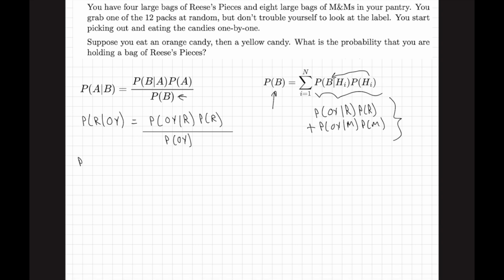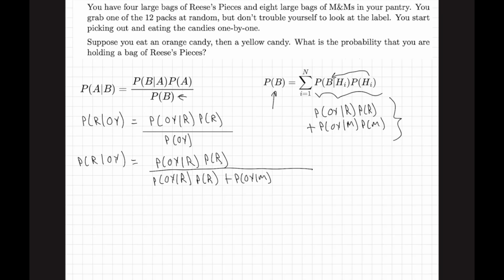Okay, so let's go ahead and substitute this in. So we have the probability of Reese's given orange yellow is equal to the probability of orange yellow given Reese's times the probability of Reese's over the probability of orange yellow given Reese's times the probability of Reese's plus the probability of orange yellow given M&Ms times the probability of M&Ms.